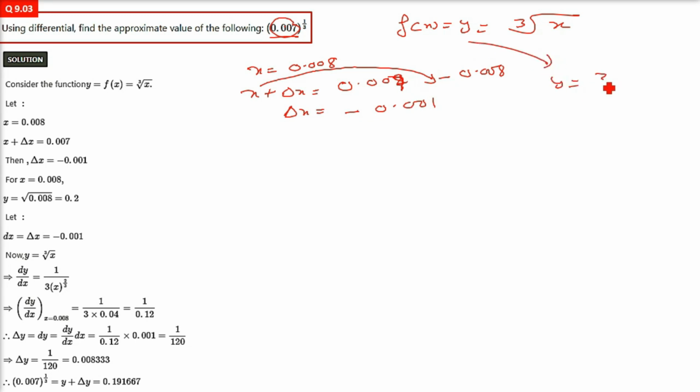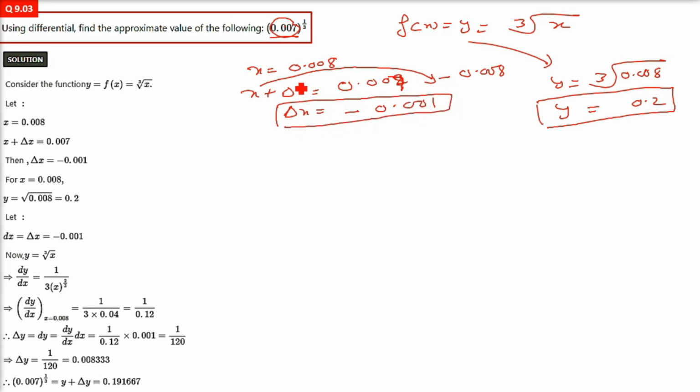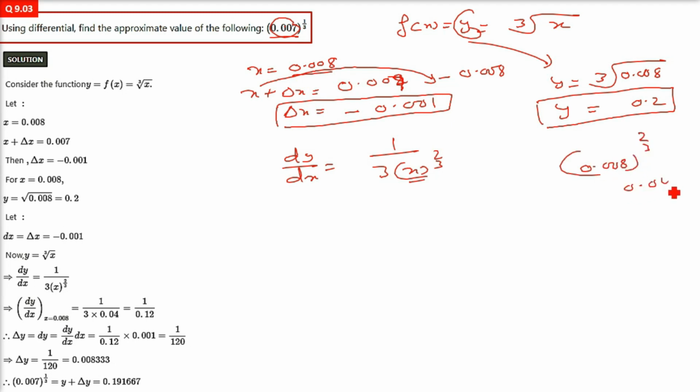Now y is cube root of x. X is 0.008, we have just completed this in the previous question. Y is equal to 0.2. Delta x is equal to negative 0.001. Now let us differentiate. So dy by dx is equal to 1 by 3 x to the power 2 by 3. We have just done a question like this, remember? And what is the value of dy by dx at x equals 0.008? This was 0.04, multiplied by 3, so it is the same as the previous one, 0.12. So delta y is equal to dy by dx into delta x.